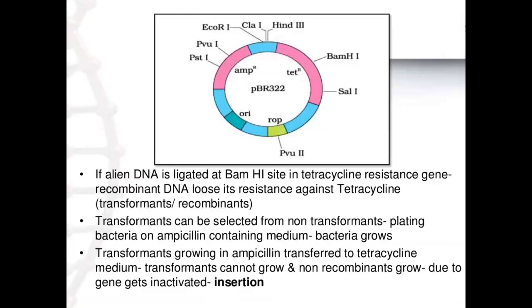If alien DNA is ligated at the BamHI site in the tetracycline resistance gene, the recombinant DNA loses its resistance against tetracycline, so the transformant recombinants can be selected from the non-transformants. When plating the bacteria on ampicillin-containing media, the transformants grow, and when transferred to tetracycline media, the recombinants cannot grow while the non-recombinants grow, because the gene is inactivated by the insertion. So this is used to differentiate the recombinant and non-recombinant.